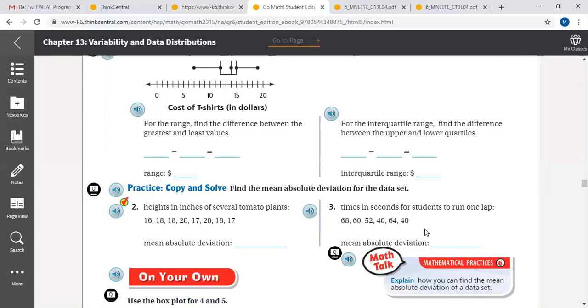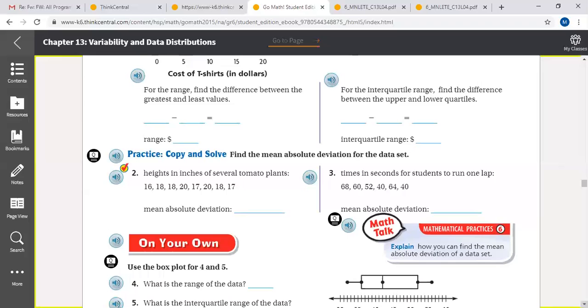Example 3, times in seconds for students to run 1 lap. Here we have some values and we want to find the mean absolute deviation. Firstly, we said that we will find the mean. How will we find the mean? We will add up all of these values, then divide by their number. Here it will be 68 plus 60 plus 52 plus 40 plus 64 plus 40 divided by 6. The mean will be 54.